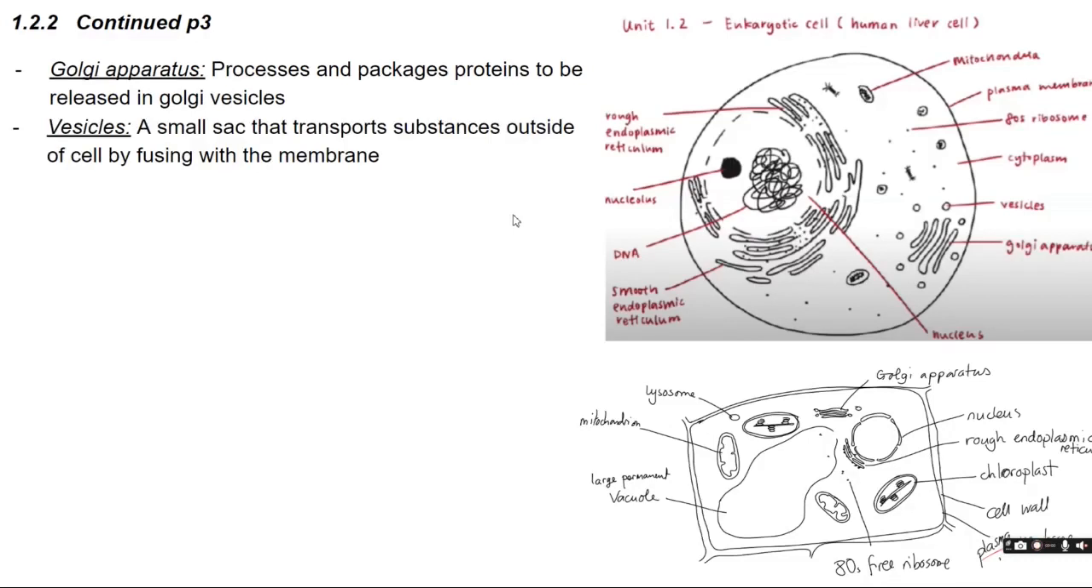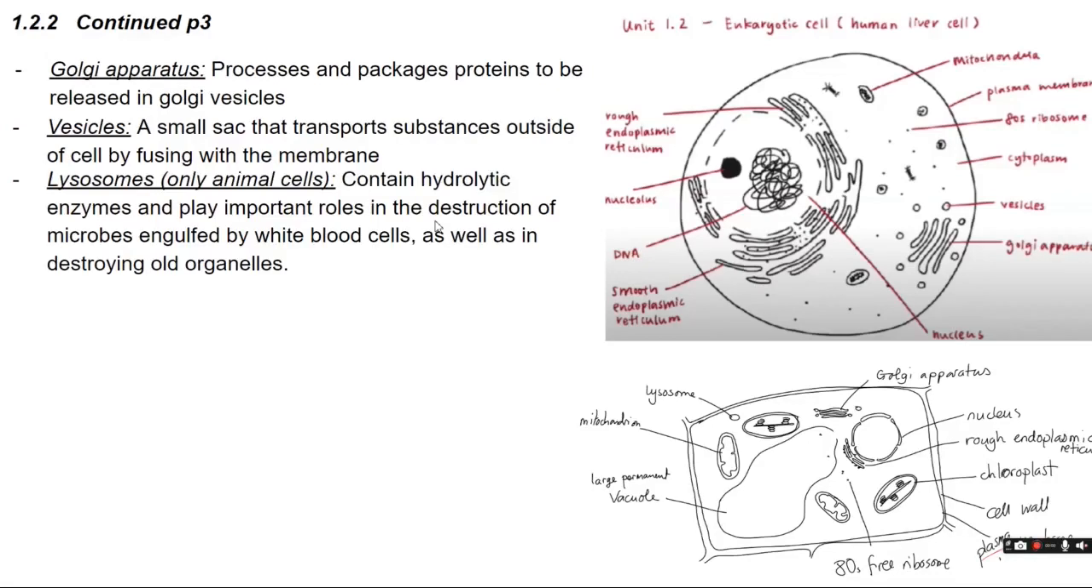And the vesicle is a small sac that transports substances outside of the cell, and it does so by fusing with the membrane right here. And lysosomes, so these are only in animal cells. These are actually not in this picture, but lysosomes contain enzymes and play an important role in the destruction of waste and old organelles.